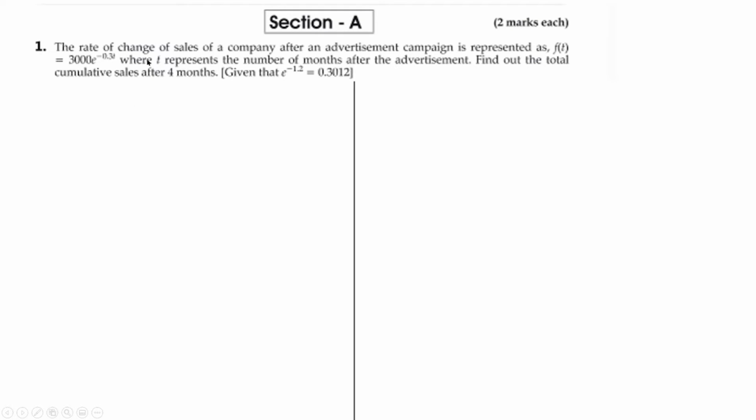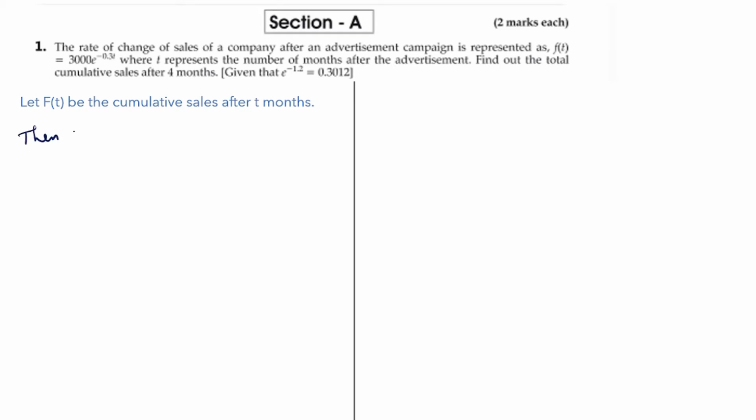So here the rate of change of sales of a company is given by f of t equal to 3000 into e raised to minus 0.3t. We need to find the total cumulative sales after 4 months. So we have to integrate this function from 0 to 4 to find the total cumulative sales after 4 months. So let F of t be the cumulative sales after t months.